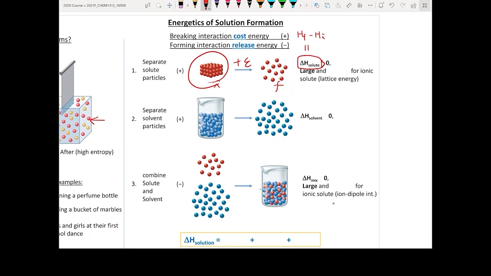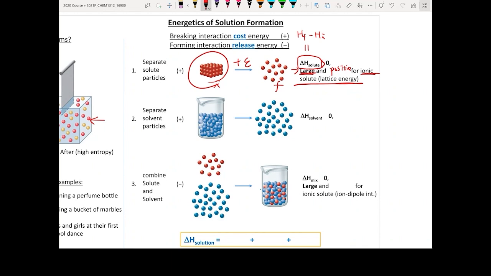So this typically is large and positive for an ionic solute. One good example is salt, sodium chloride. We know salt is composed of sodium plus and chloride minus, right? And because it's plus and minus, they have a very strong ionic interaction between the two.